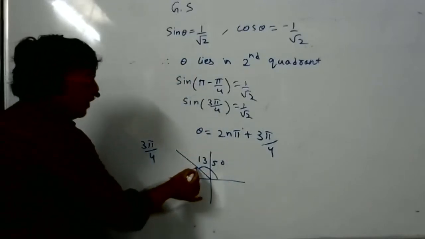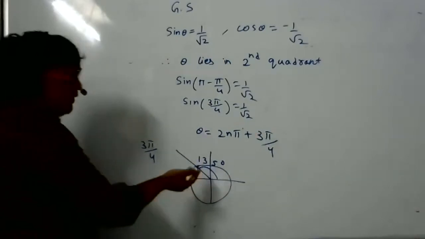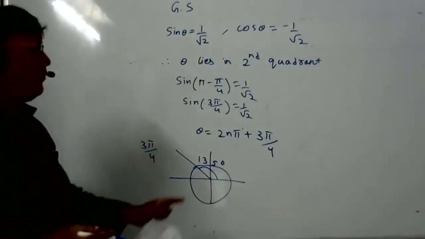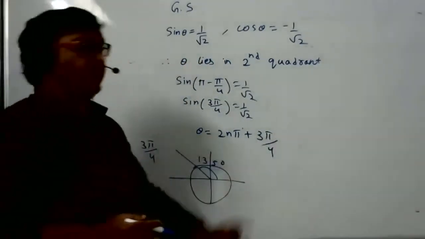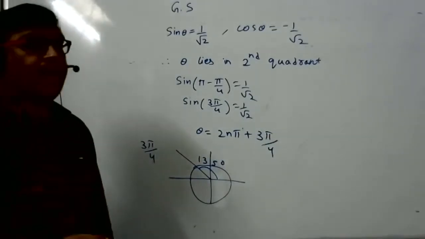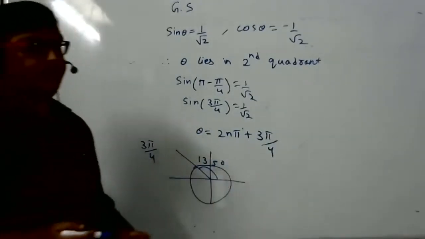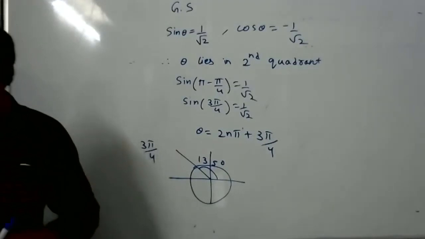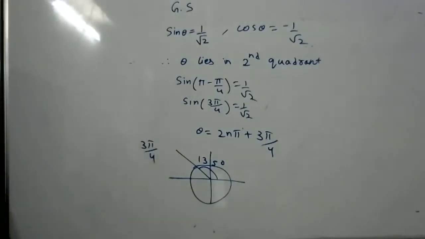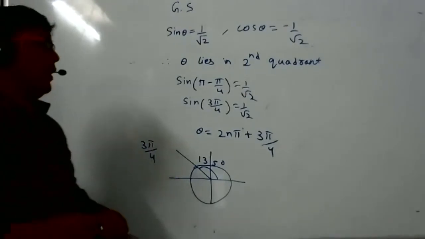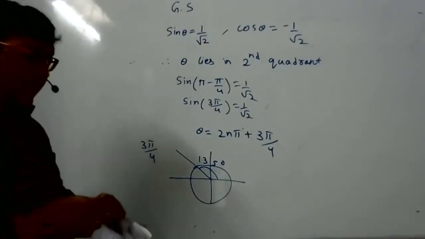So again, if you complete one revolution and come back to the same place, the same answer will come. This means we have to add 2 pi to 3 pi by 4. 2 pi, 4 pi, 6 pi, 8 pi. So we wrote 2n pi. Either you can take sine theta or cos theta and find 3 pi by 4. But the conclusion is the theta lies in the second quadrant.